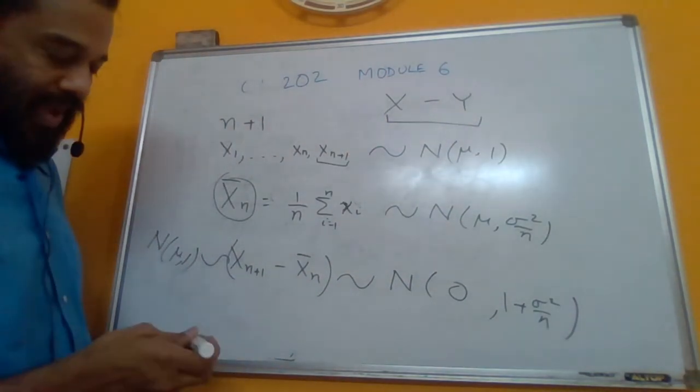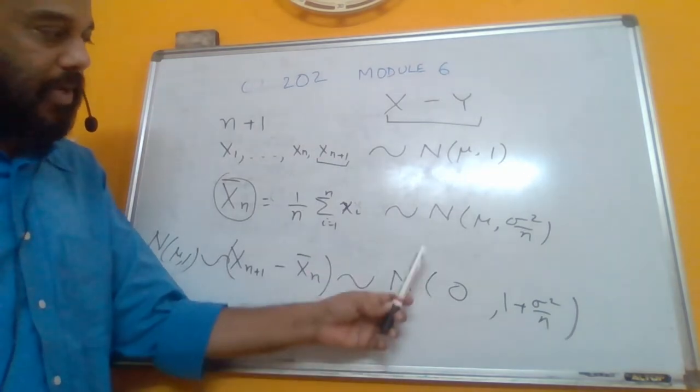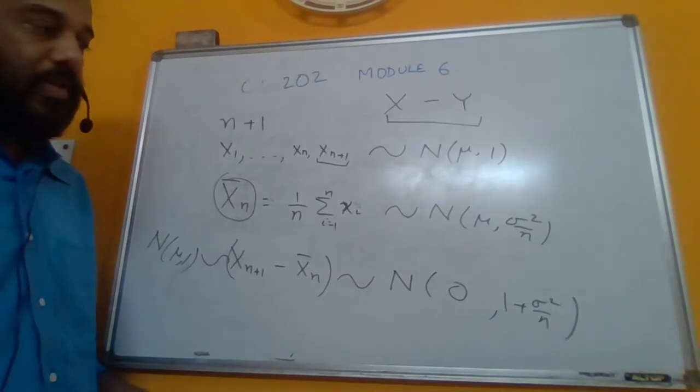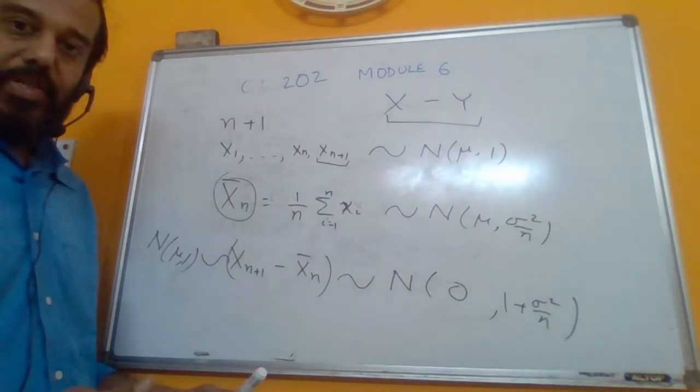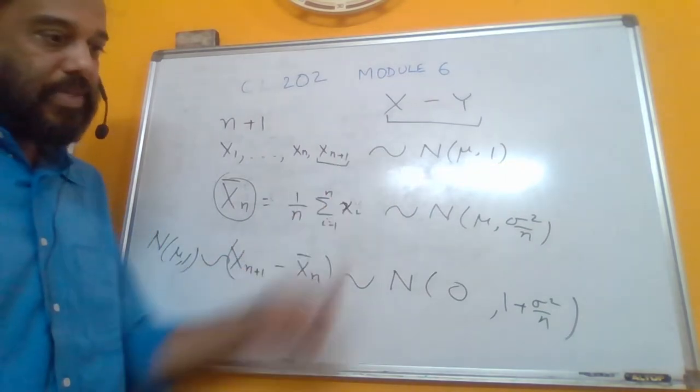So if you feel that we are using known properties and we haven't really shown that x minus y is normally distributed, I will suggest that you go back to the first part of this course and you see that we have solved these kind of problems.